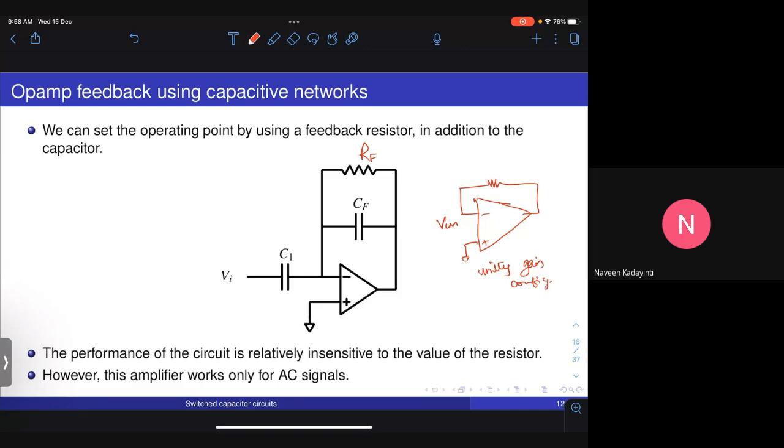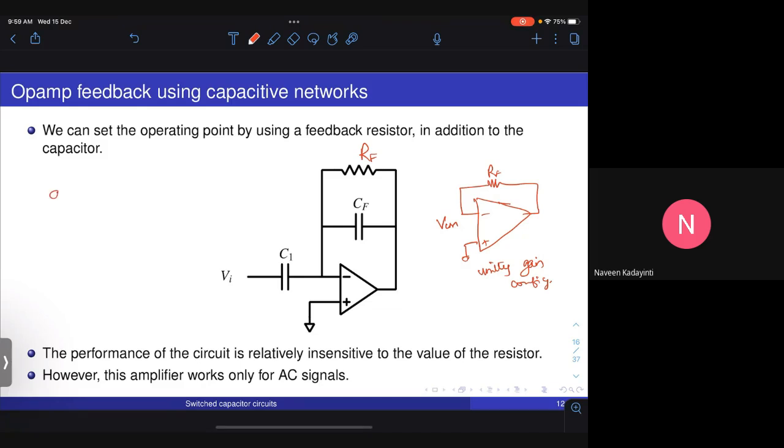What is that comment? KVL is not satisfied with the feedback capacitor, right? I mean KVL at DC. Basically, the operating point is not defined. So if you put an RF in parallel with CF, we will be able to define the operating point, and this circuit will work.